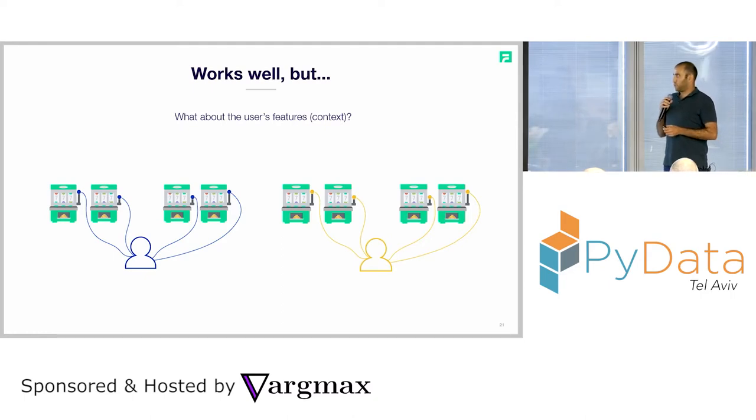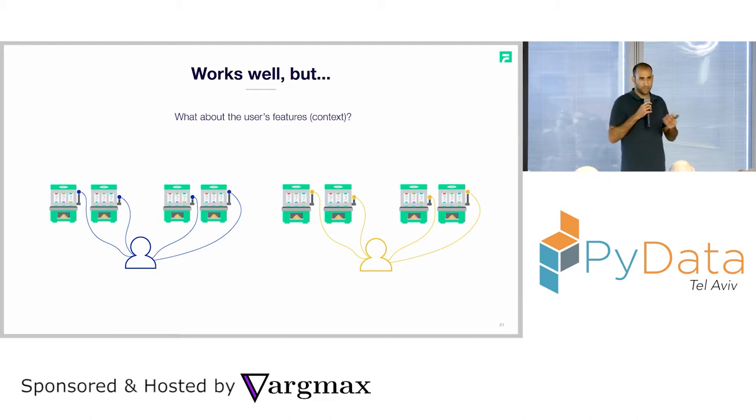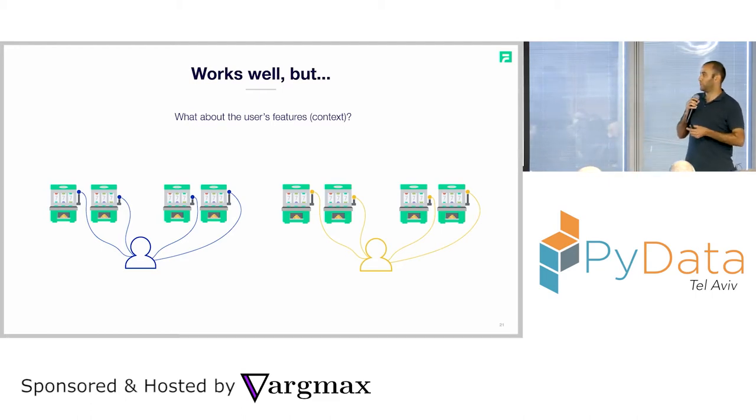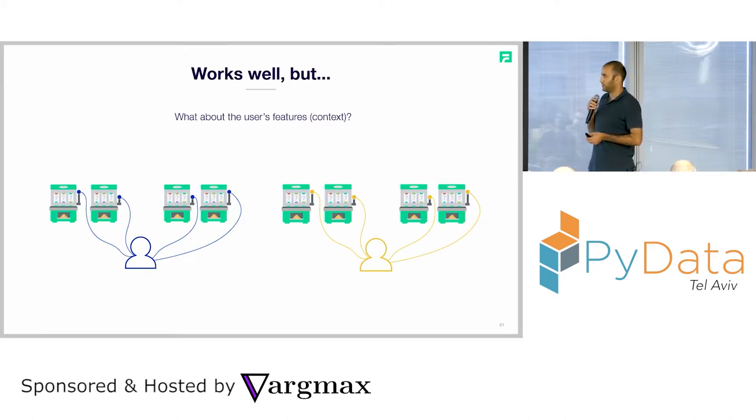Basically, this method can work well. However, it's not taking into consideration the context. And what do I mean by context? Again, users' features, for example, geo, users' age, and some other cool parameters that we can make use of.